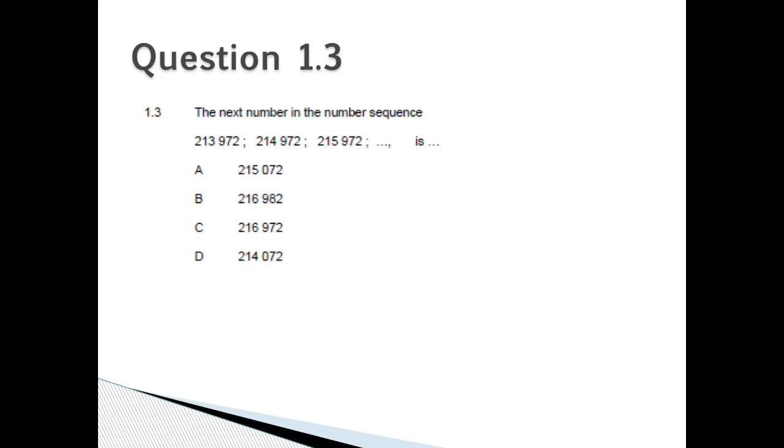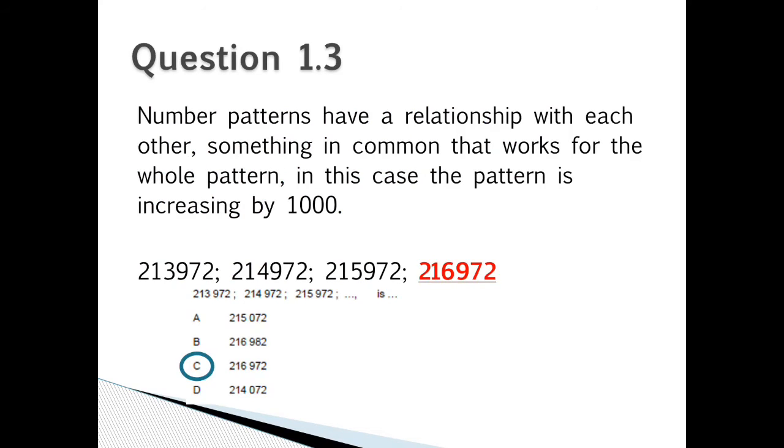The next number in the number sequence, 213,972, 214,972, 215,972 is what? A. 215,072, B. 216,982, C. 216,972, or D. 214,072. Number patterns have a relationship with each other, something in common that works for the whole pattern.